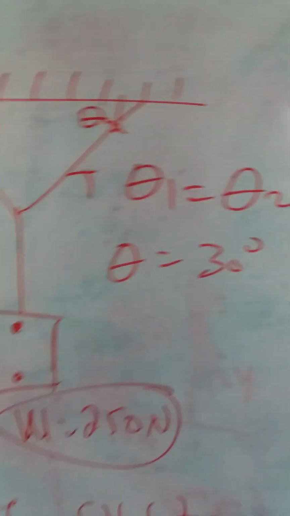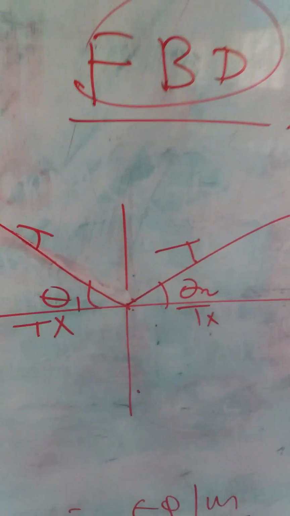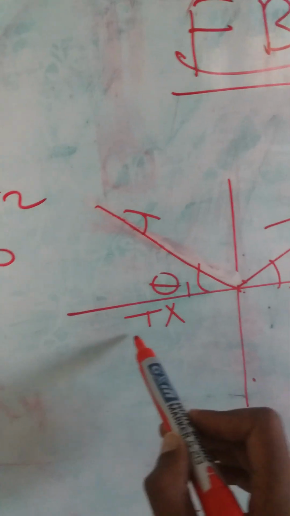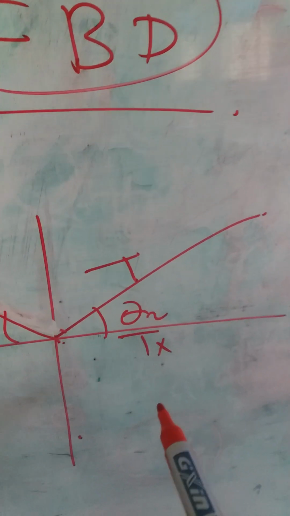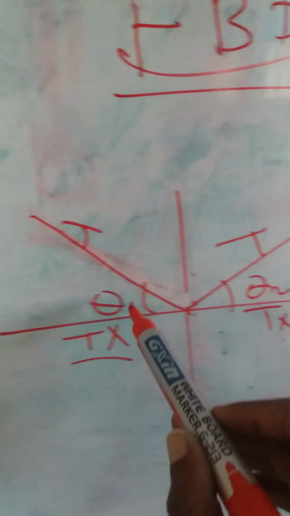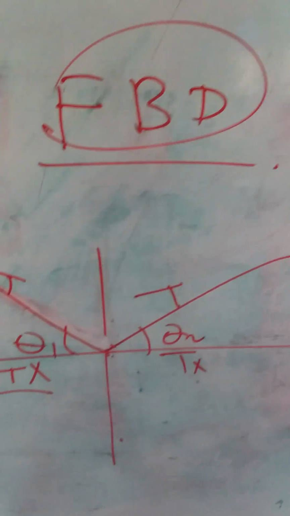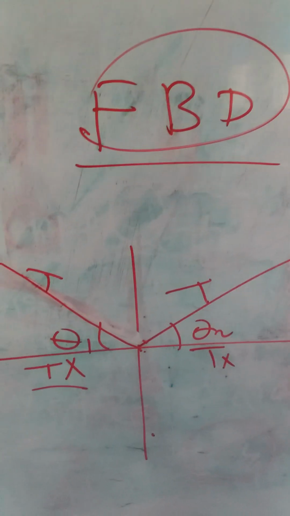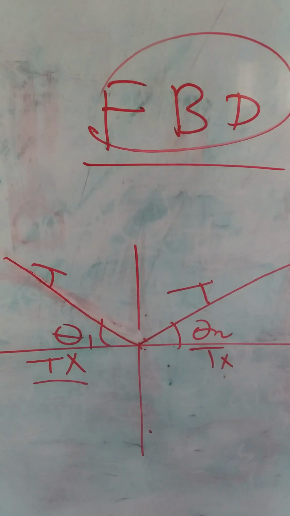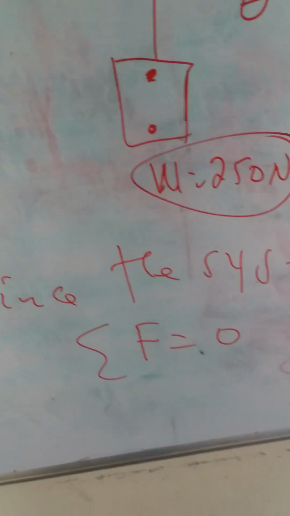So let's take the free body diagram. This is the horizontal one, which is Tx, and this is the horizontal to the right side, Tx2. We have angles theta 1 and theta 2. This diagram is converted to this one. In physics, if you take out the free body diagram, things are going to be simple for you students. Since the system is in equilibrium, the sum of all forces acting on the body must be 0.